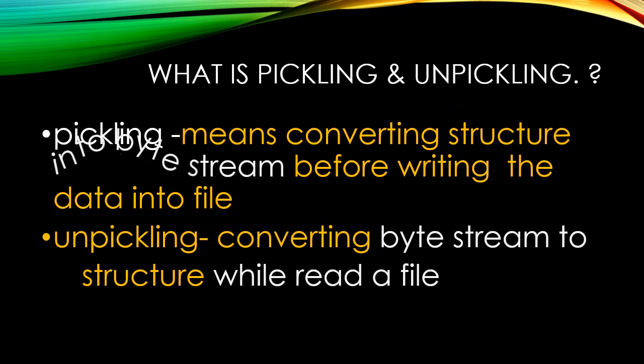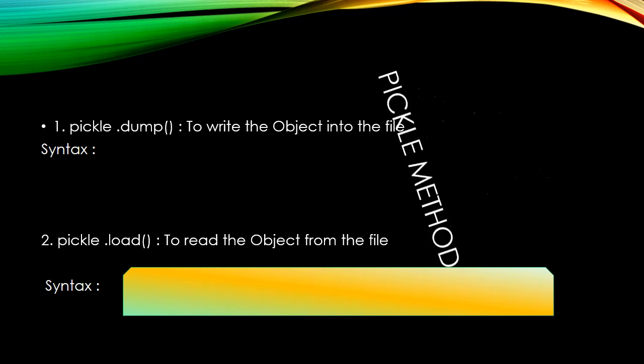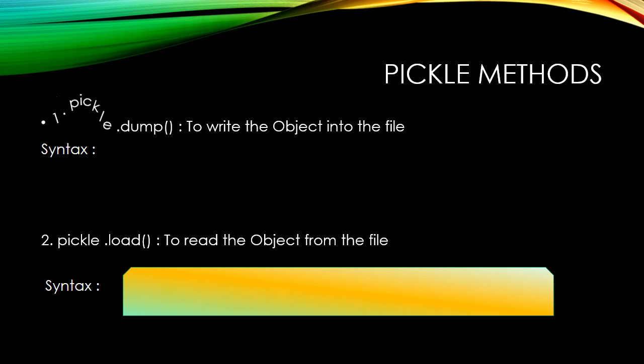Pickling means converting a list, dictionary or tuple into a byte stream before writing the data. Unpickling is the opposite operation, converting that byte stream back to the particular sequence type. So it has two methods, the dump and load methods.